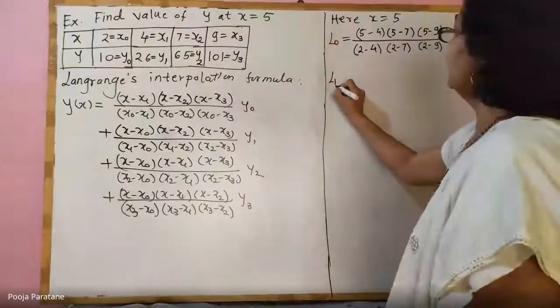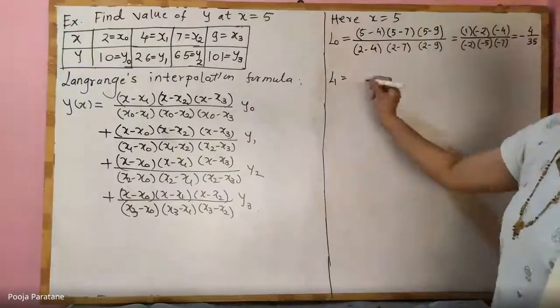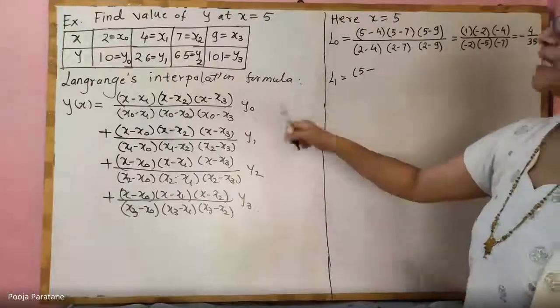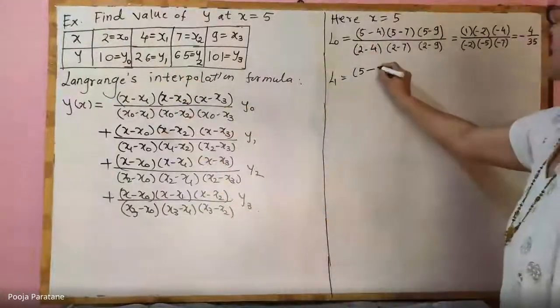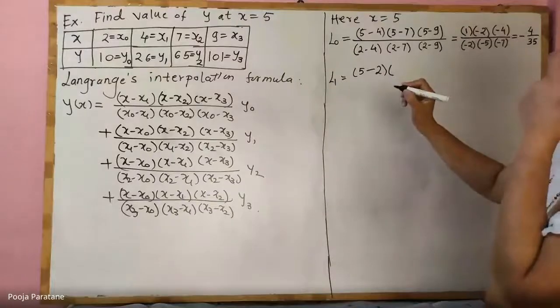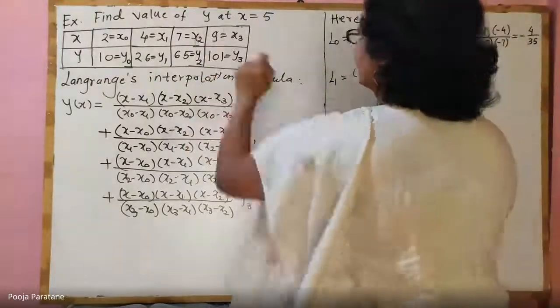Then L1, let me write that L1. So L1 here is 5 minus x0. x0 is 2, so 5 minus 2. x minus x1 will not be there. So 5 minus x2, that is 7.